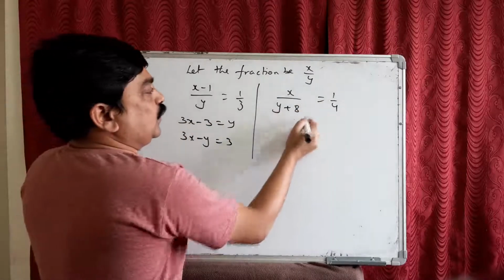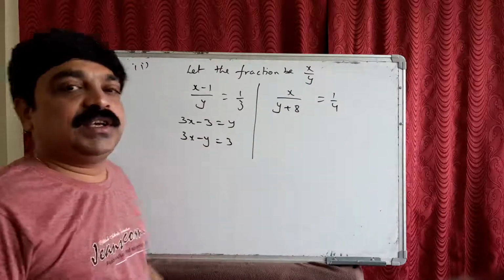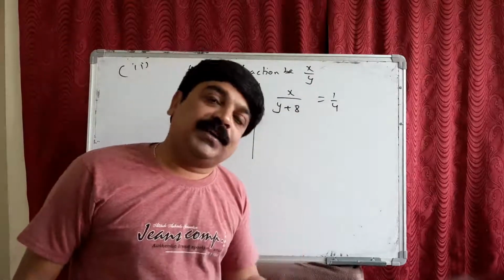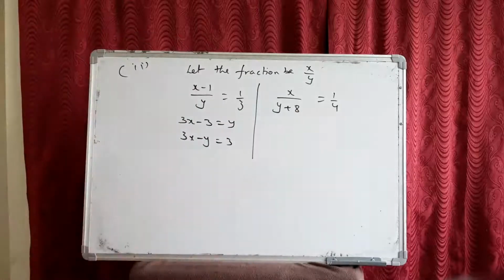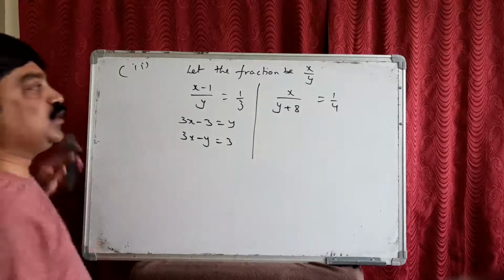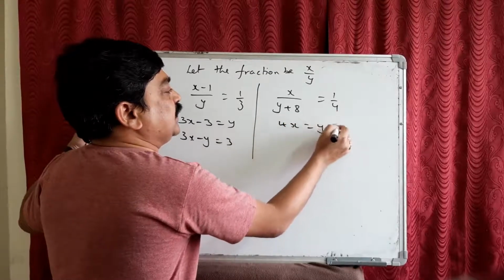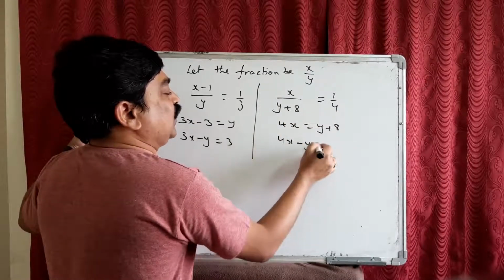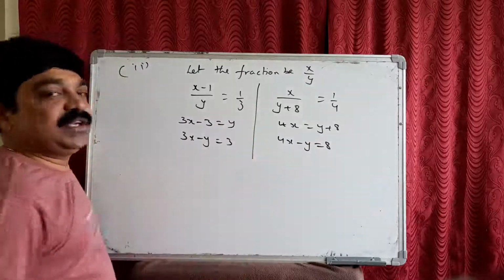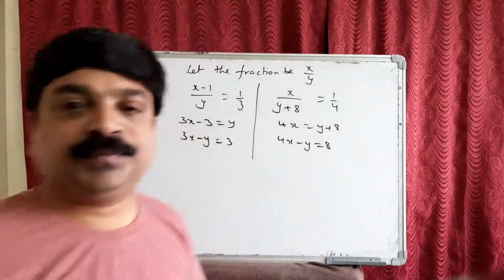Now the next condition is it becomes 1 by 4 when 8 is added to the denominator. Yes, then 8 is added to its denominator. Now cross multiply this. 4x is equal to y plus 8. So 4x minus y equal to 8. Solve this using the cross multiplication method.